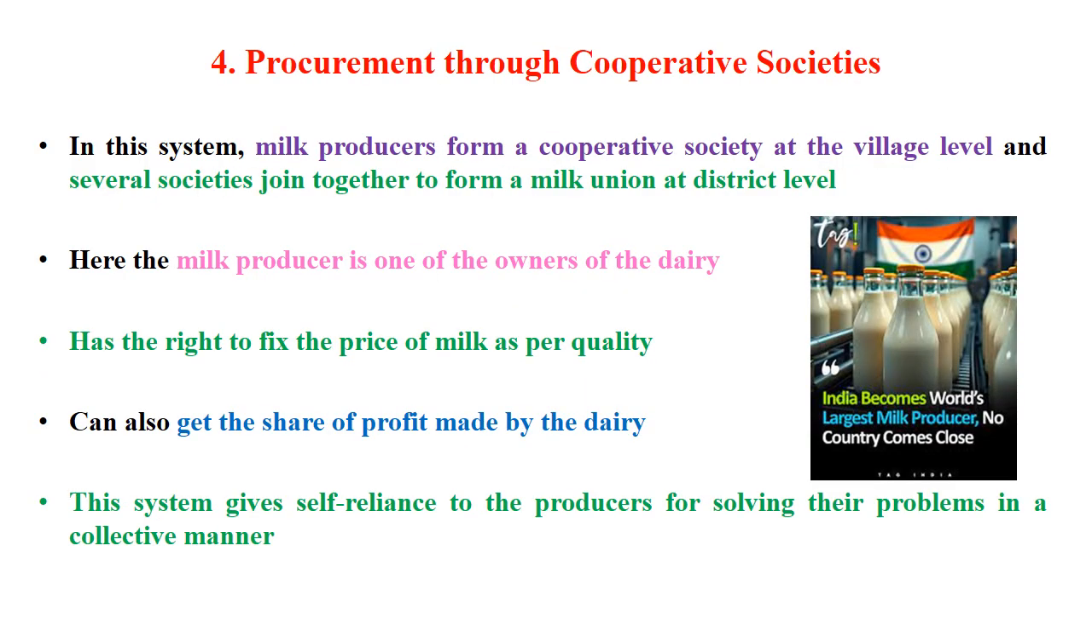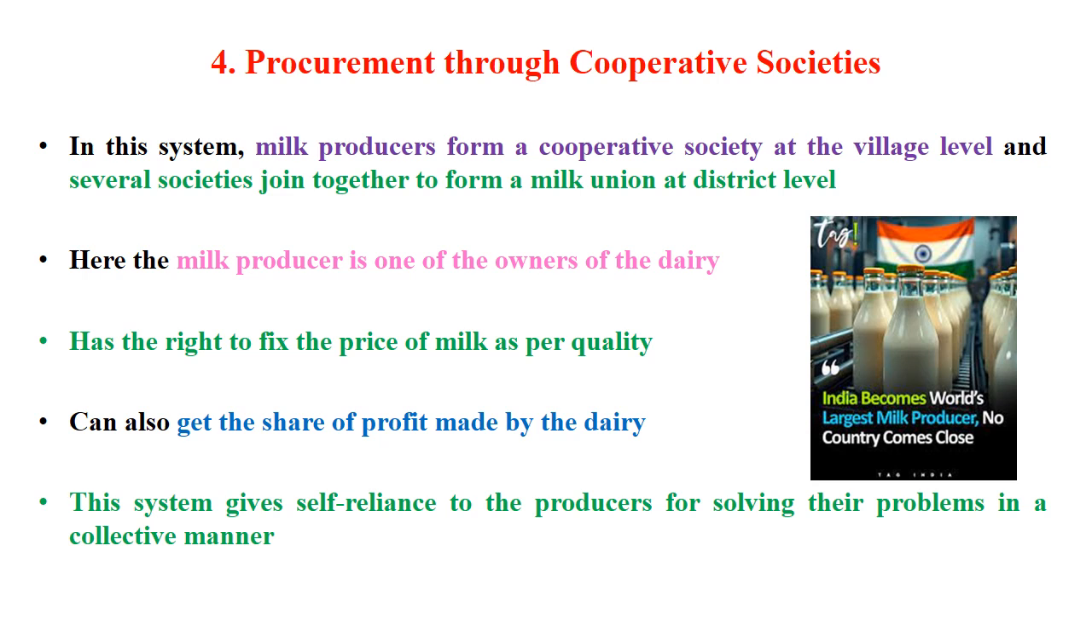Now the fourth method of milk procurement is through the cooperative societies. This is the modern and existing practice for the support and development of the dairy sector, on which I am going to discuss full details in this lecture. This is only a background. In this cooperative system, milk producers form a cooperative society at village level, and then several societies join together to form a milk union at the district level. And finally, they form a federation at the state level.